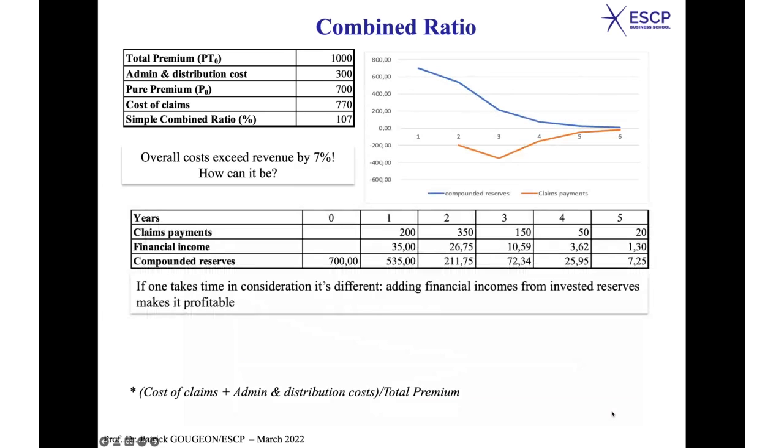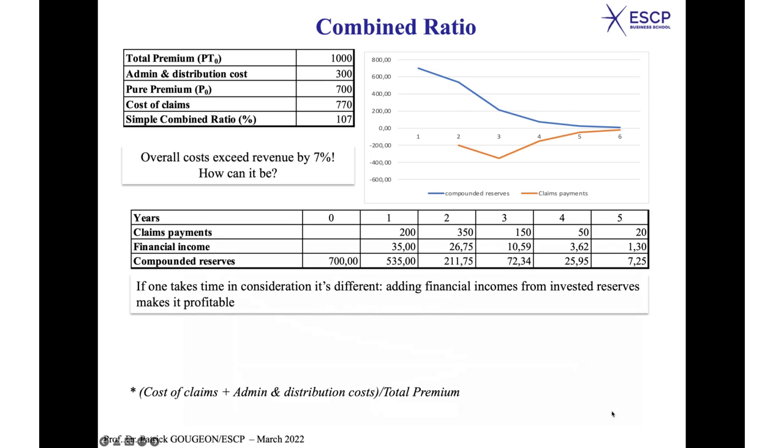How can it be? Well, now if you introduce time in the system, you see on this graph an evolution which is, as we've seen before, with the declining reserves due to the successive payments which are taking place. And this graph is built based on the data which are in the table below. So let's look at this table.